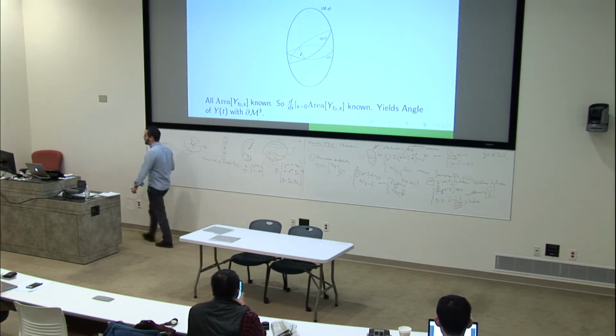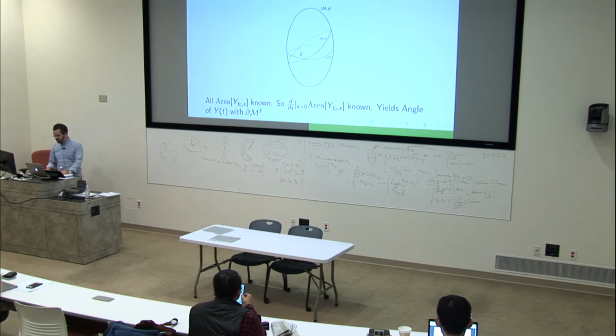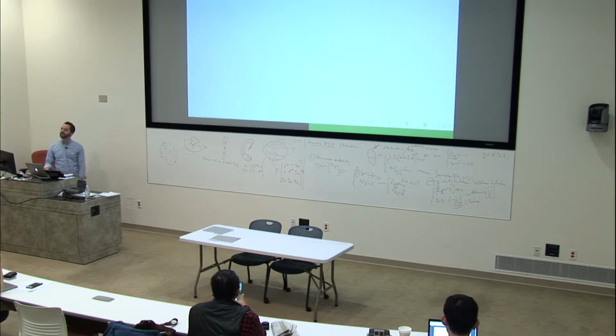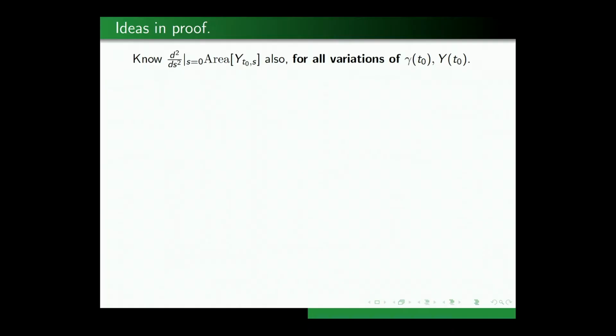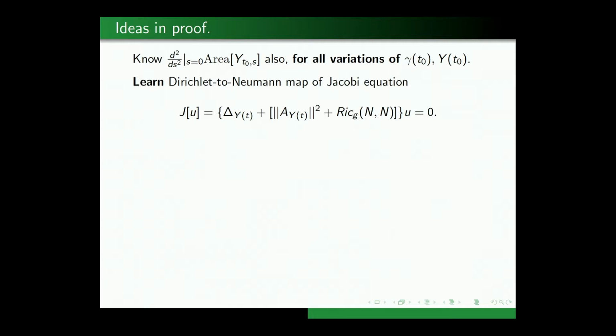But we will continue, and I will look, instead of the first variation of area, at the second variation of area. So I know that too. For any one parameter family of surfaces, I can look at the second variation of area, and that is also known for all variations I want to do. Those who study geodesics are familiar that the second variation of position, the linearization of the geodesic equation, is given by Jacobi fields, which are an ODE.